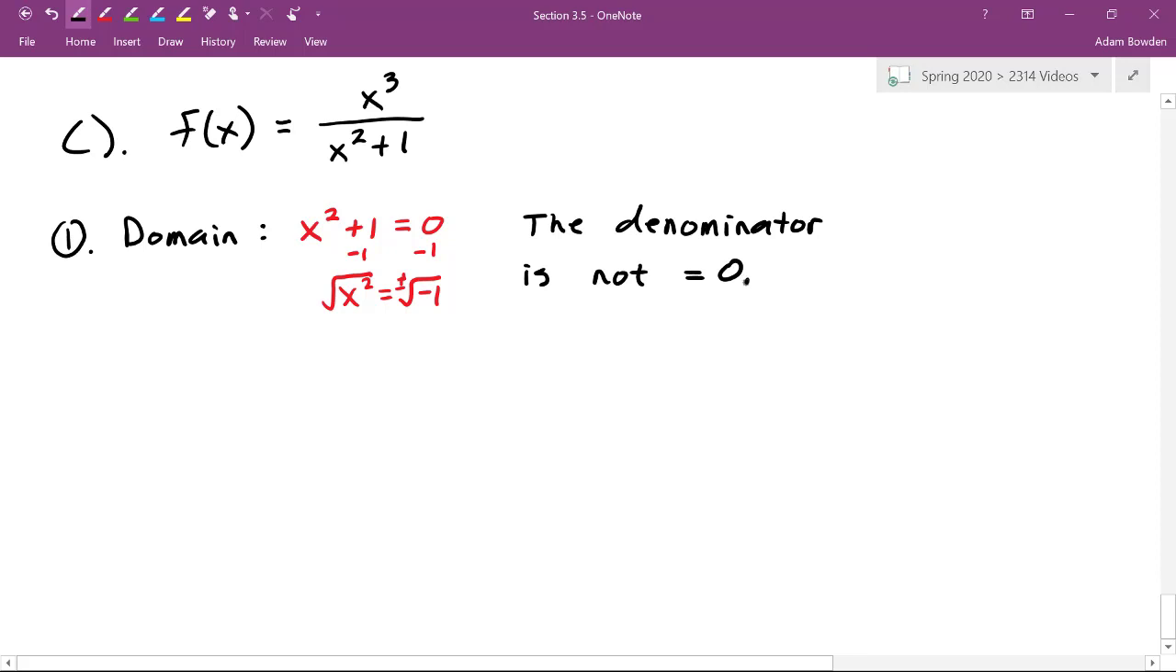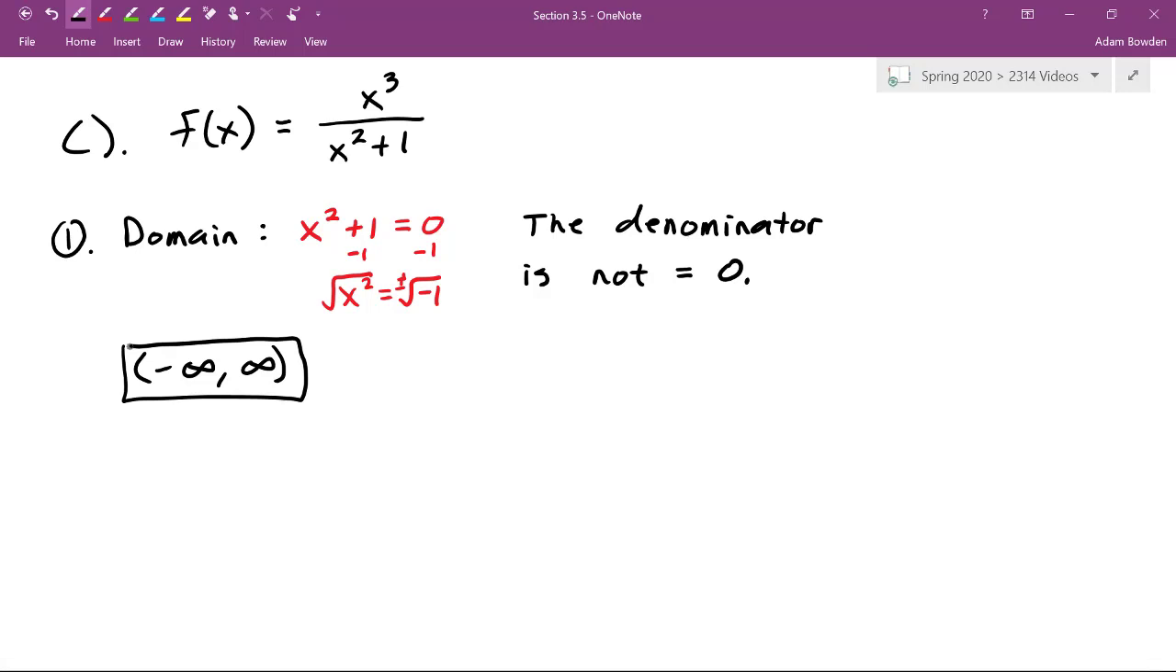So for us, we're actually not going to have anything for the domain in particular to look at. It's actually still going to be all real numbers. Just because we have a denominator doesn't necessarily mean that the domain will be limited by some numbers. In this case, this is a denominator that's never equal to 0, and so the domain is all real numbers.